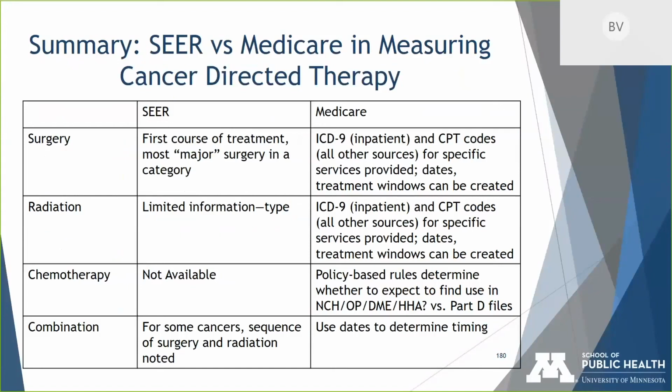This final slide provides an overall summary of what we discussed over the past hour, high-level descriptions of what you can see in both sources. You are able to identify surgery and radiation from both sources, and so you'll need to decide which source or a combination of sources you would decide to evaluate for your study. You might also be interested in a combination or sequencing of this therapy. For those types of questions, you'll want to focus primarily on using the Medicare data for those measures, as there really is only information on the sequence of surgery relative to radiation within SEER.